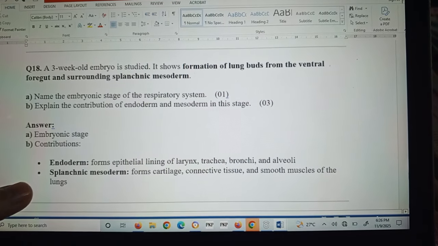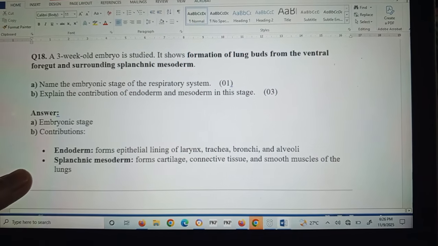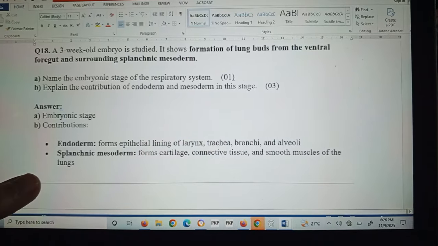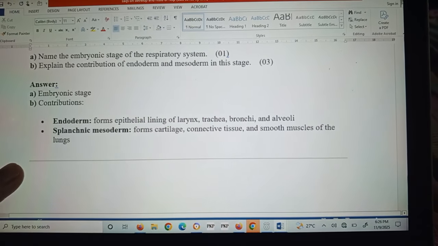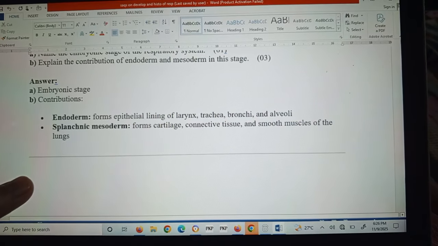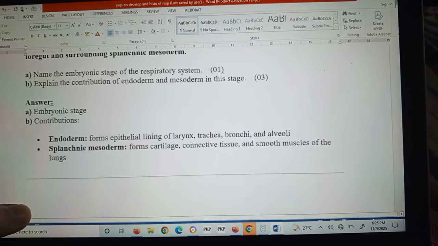Question number 18: a 3-week-old embryo is studied. It shows formation of lung buds from the ventral foregut and surrounding splanchnic mesoderm. Name the embryonic stage of the respiratory system. Explain the contribution of endoderm and mesoderm in this stage.